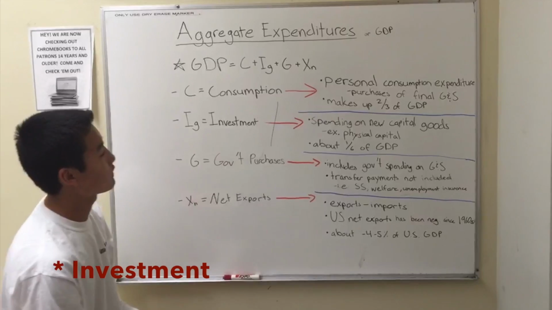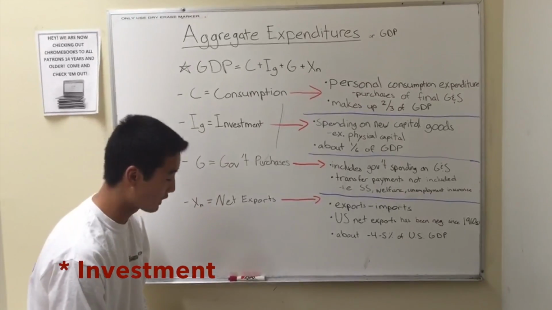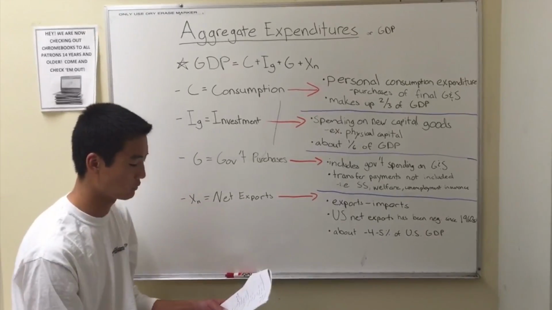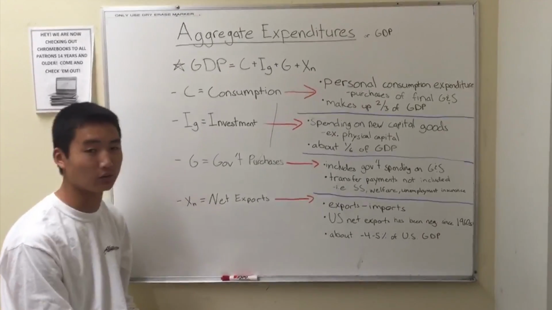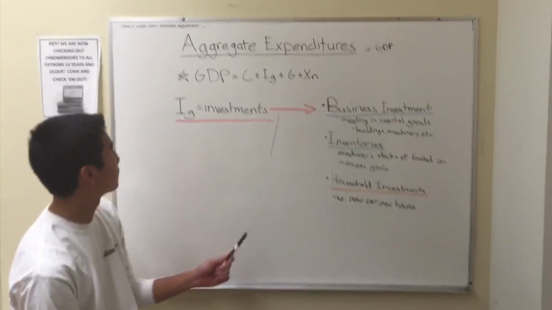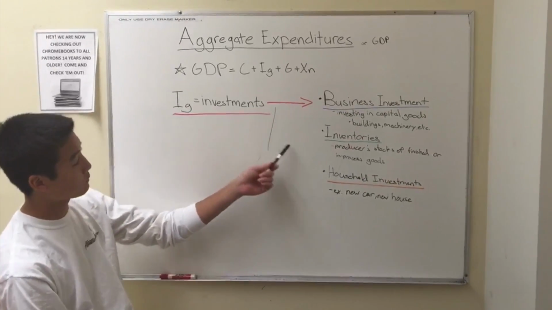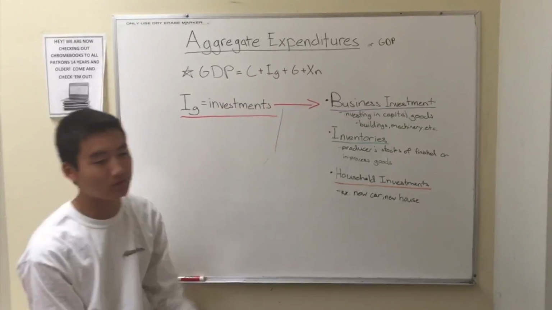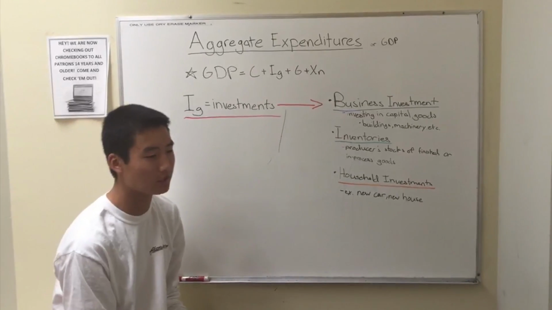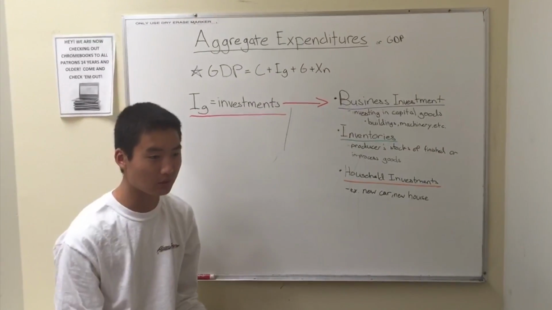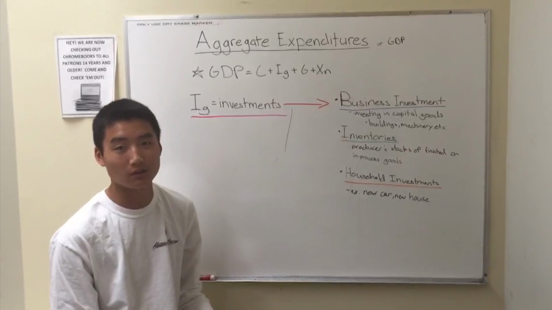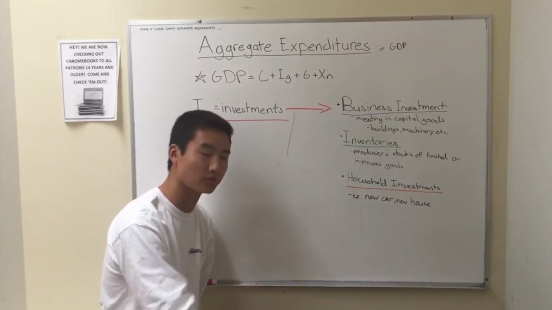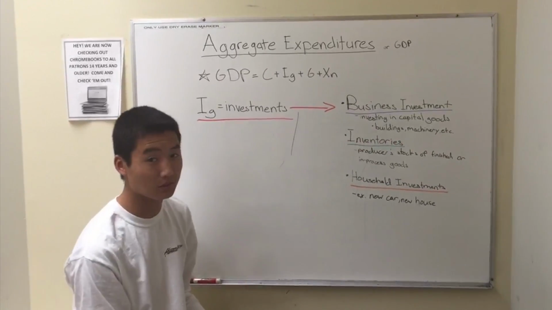And then IG is investments, or spending on new capital goods, and this comes down to 3 broader categories, which is business investment, inventories, and household investments. Business investment would be when businesses invest in capital goods. Capital goods would be like, say I'm a pizza joint and I'm investing in a new oven to produce more pizzas. It's something that'll be used multiple times throughout an extended period of time.